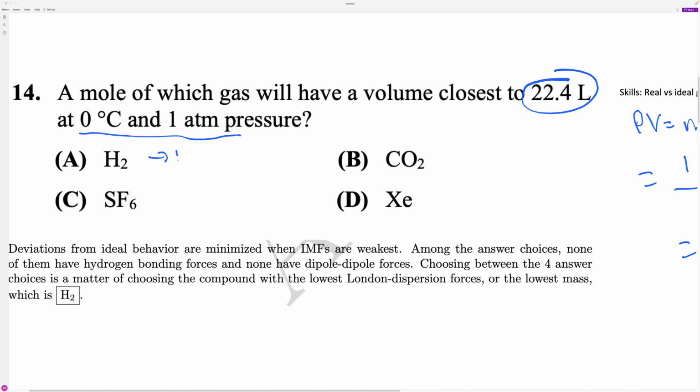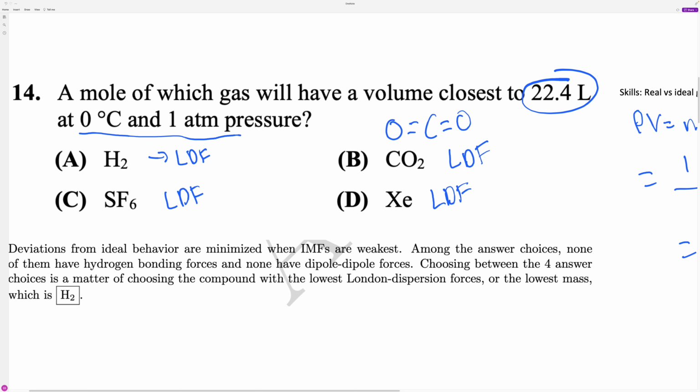For H2, we only have London dispersion forces, there's no dipole moments. For CO2, the dipole moments cancel out because it's a linear molecule, so it's LDF only as well. For SF6, the same thing happens, the dipole moments cancel out. And for xenon, it's just London dispersion forces.